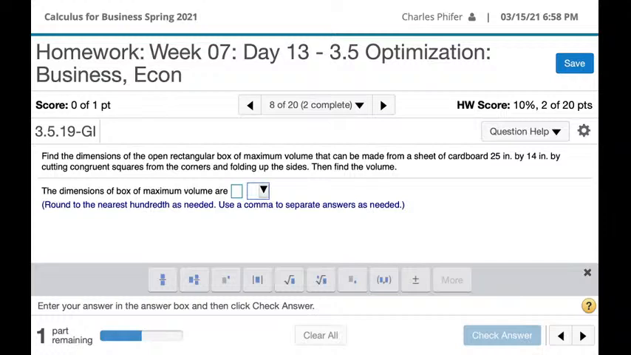Trying to type this in. Nearest hundredths: tenth, hundredth, so 2 decimal places. Okay, so one of them should be, I'm a little bit leery about this, 2.88, comma. Okay.